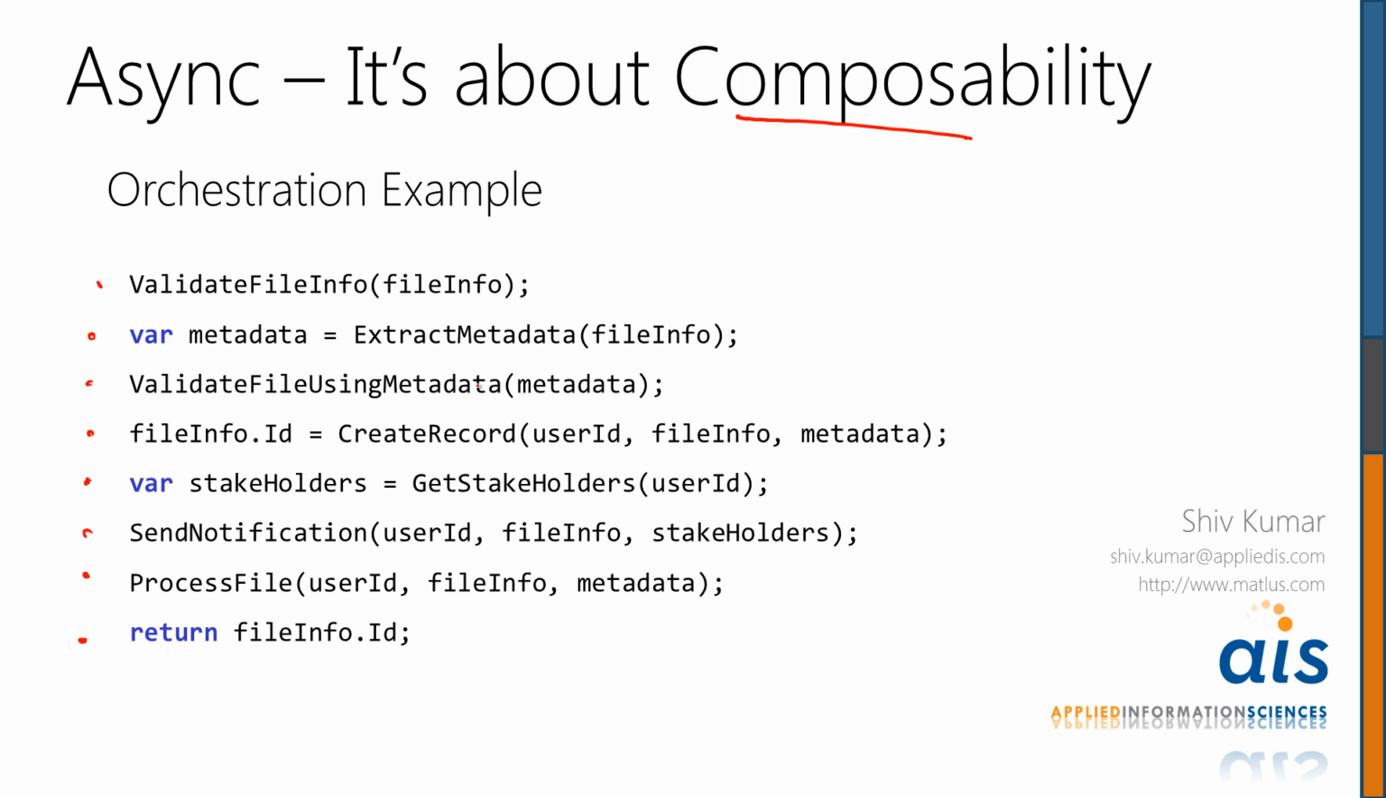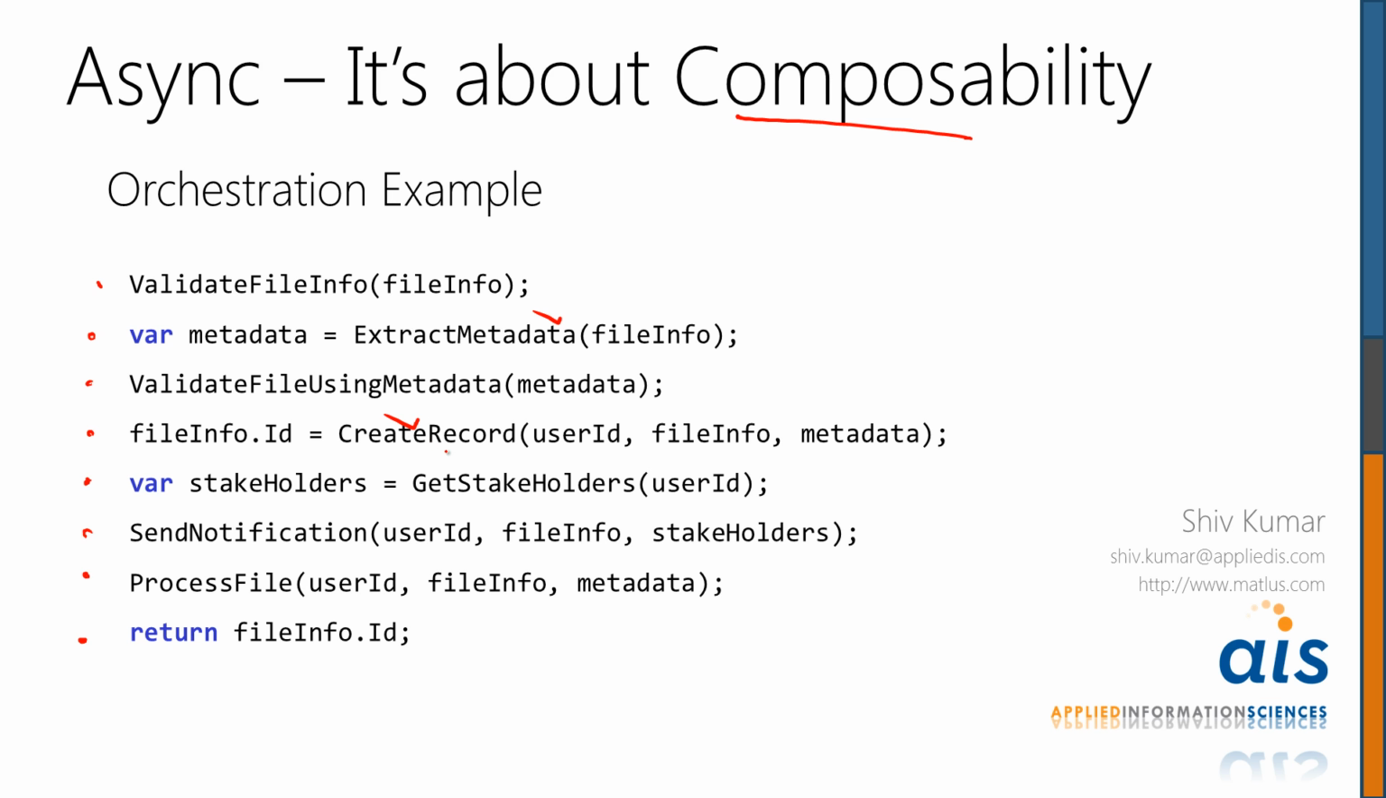If you identify some of the methods here, you'll see that extract metadata, given a file info, is probably async IO, right? Because it's dealing with a file. It probably has to read a file and extract the metadata. So it's a file IO bound workload. Validate using metadata is just compute bound, since once the metadata is in hand, it's probably just looking at the metadata.